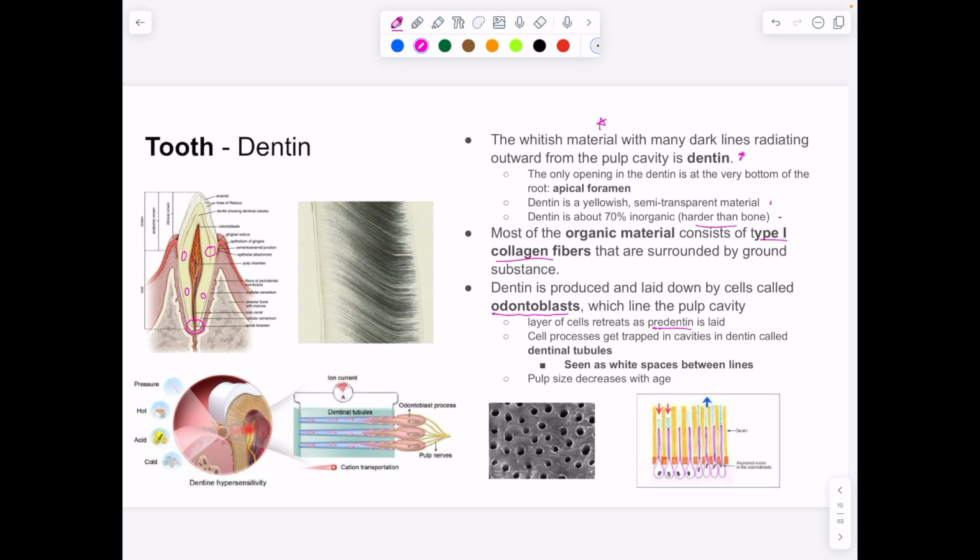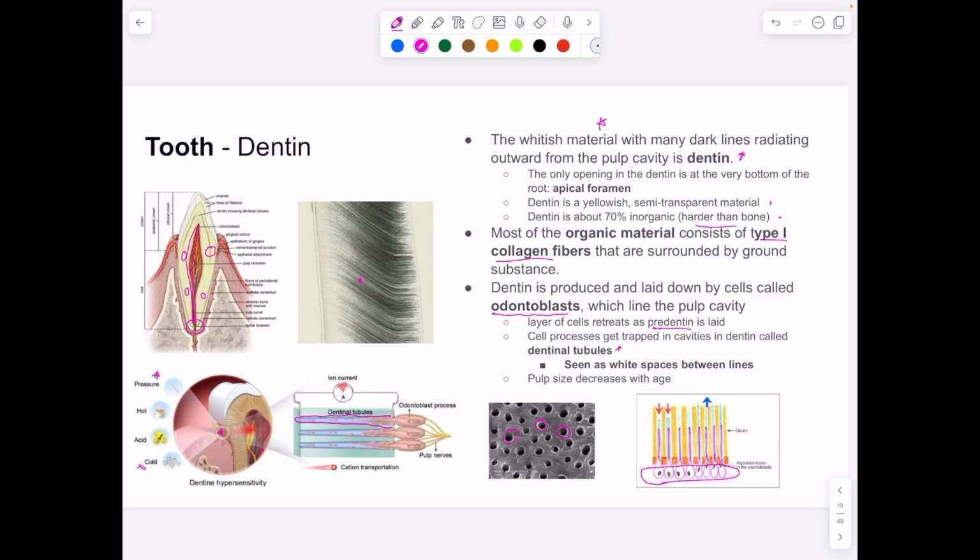You have these cells, which are lined on the inside of the outer edge of the pulp, inside the layer of the dentin. You can see their nuclei are on this inside edge, and they extend processes into dental tubules, which are very strange looking. You can see those go to the outer edge of the tooth, and so they can help with sensing of hot, cold, acid, pressure, etc. Okay, so dental tubules, those are these white spaces right here.